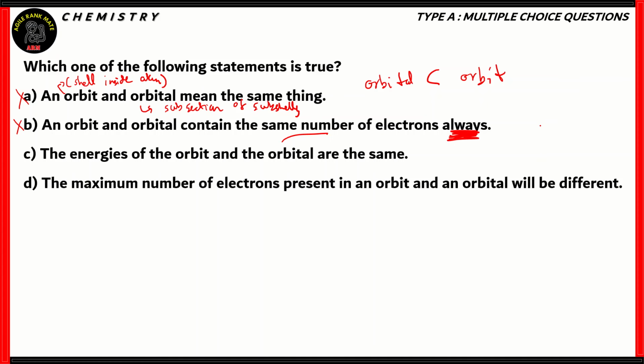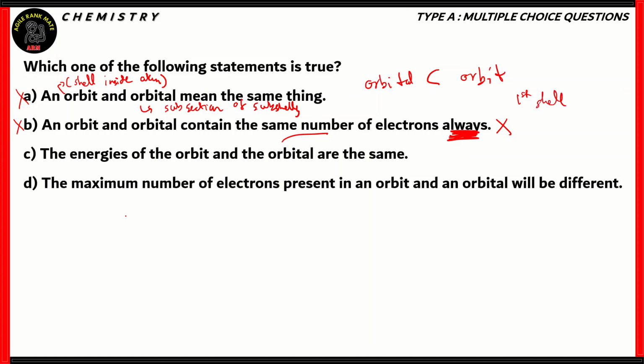But as we move on to higher orbits, the orbit and orbital will not have the same number of electrons. So this statement is also incorrect. It's only applicable for the first shell, or the first orbit.